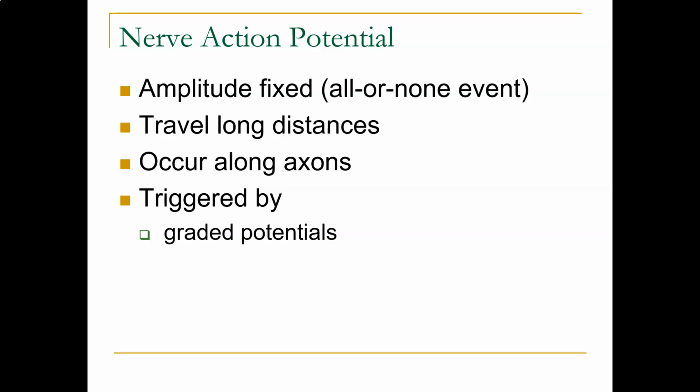Remember we talked about muscle cell contraction, and I said that muscle cells either contract fully or they don't. It's an all or none phenomenon. Well, the same with an action potential. It either happens or it doesn't. And if it does happen, it's always the same strength. So remember I said graded potentials can be strong or weak, but not action potentials. So they can go long distances. They travel along axons, so I kind of visualize action potentials as like a train traveling along a long railroad track. And they're triggered by graded potentials. So that's what causes them.